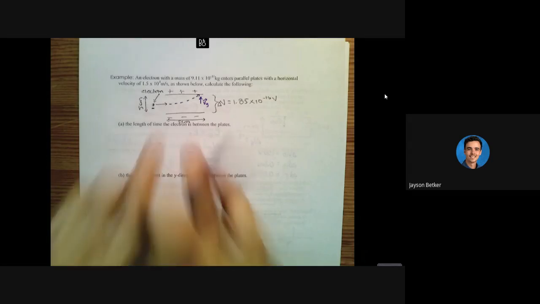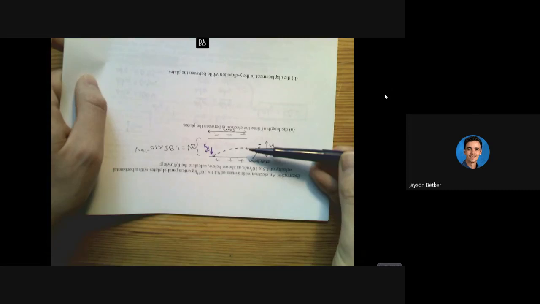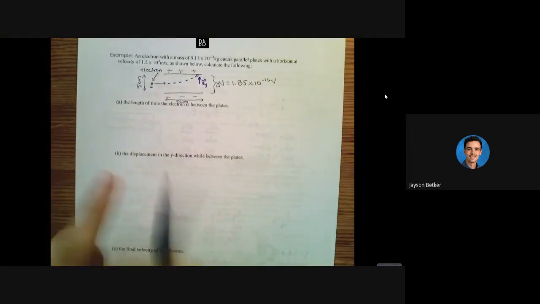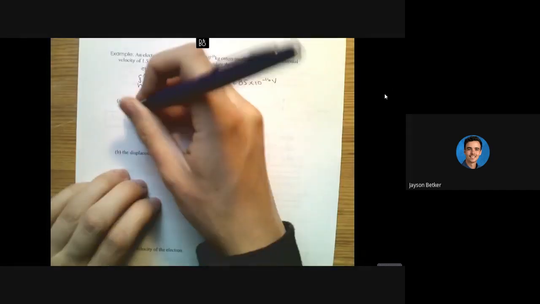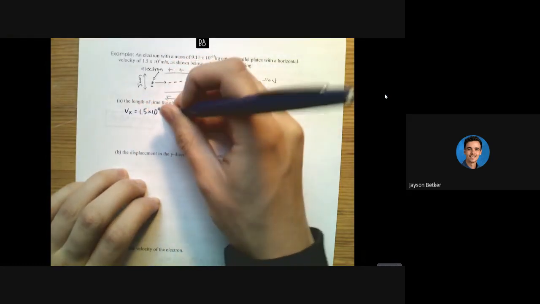So, the length of time that the electron was in between the plates. This looks very similar to our projectile type problems. Like if I turned this upside down, see how this just looks like something that would be launched off the roof of a building and would fall down like this. So if we only have acceleration in the y direction, remember from our projectile problems, that means that the x velocity is constant. What that means is that the x velocity does not change throughout the entire time. The x velocity is going to be 1.5 times 10 to the 4 meters per second.